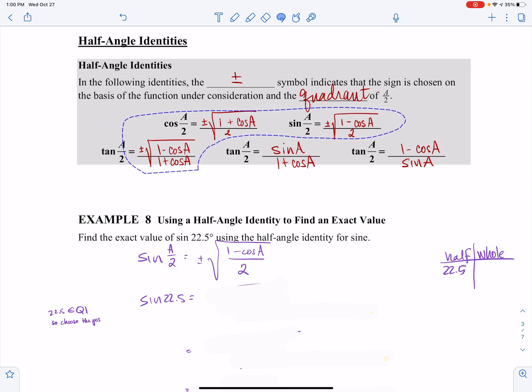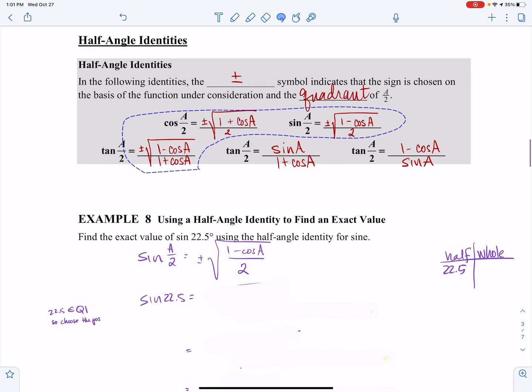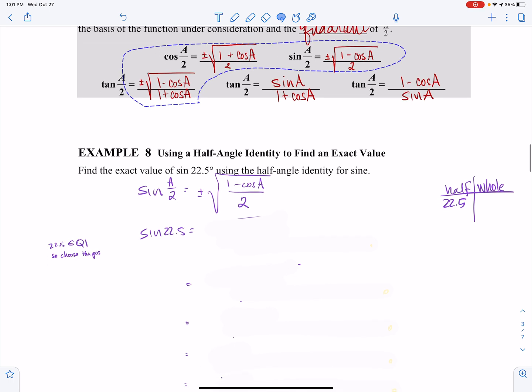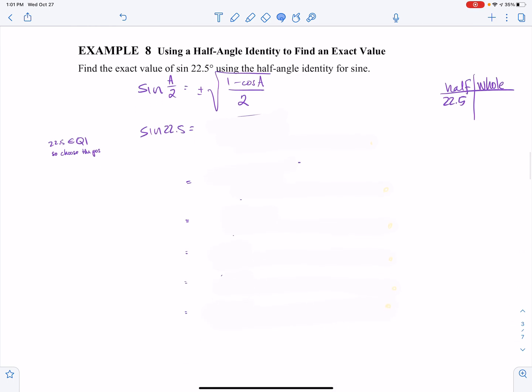All right, so let's take a look at example A, and as I mentioned in the previous video, just have your identities handy so that you can easily refer back to them. It's difficult for me to show them at the same time. When we're looking at example 8 here, notice that we're asked to find the exact value of sine 22.5 using the half angle identity.